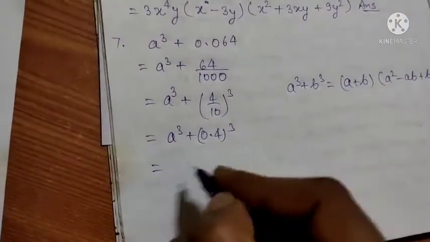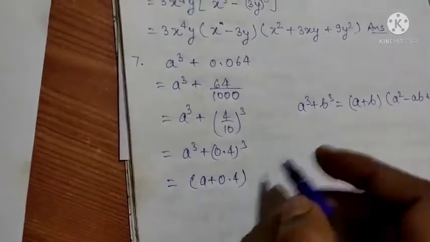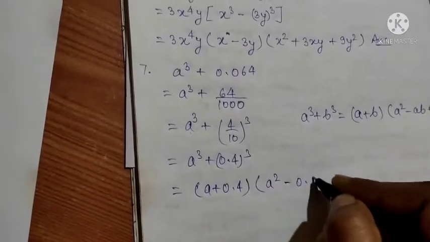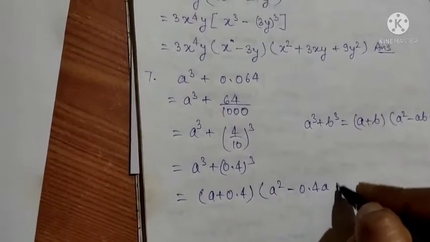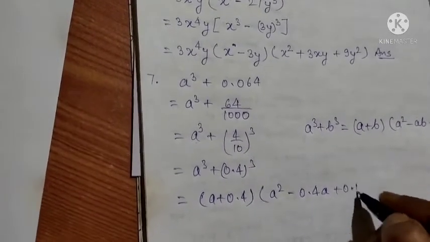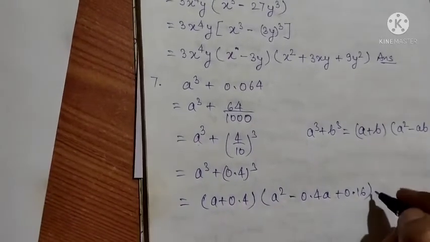So we are going to put this into this form. Okay, hence it will be a plus 0.4 into a square minus 0.4a plus, now 0.4 square become 0.16. This is your answer.